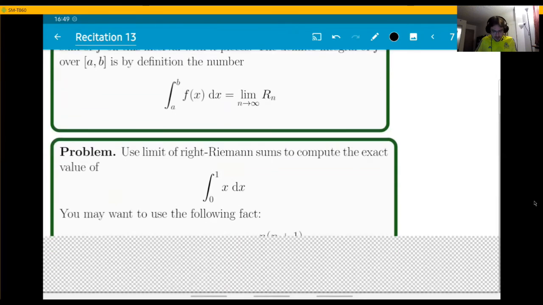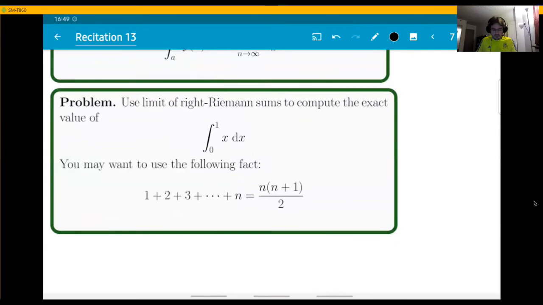So now, here is using Riemann sums to calculate an integral. So problem: use the limit of right Riemann sums, and I should have said regular right Riemann sums, to compute the exact value of this.